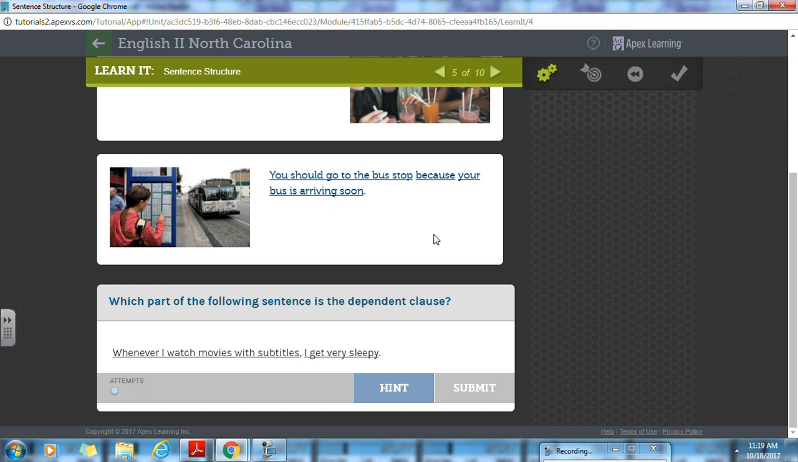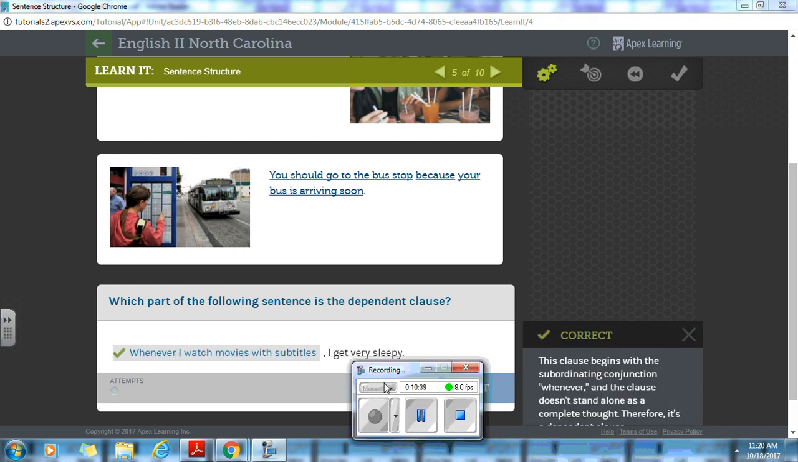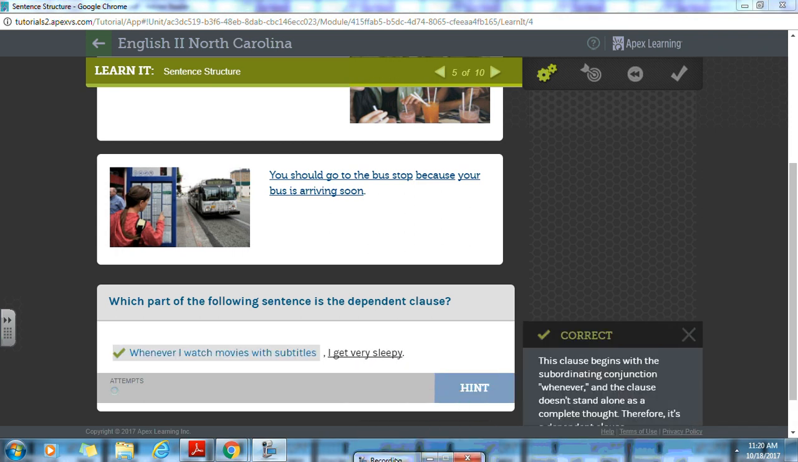So let's look at this. Which part of the following sentence is the dependent clause? Go ahead and pause me and answer the question. Great job if you answered whenever I watch movies with subtitles. That is your incomplete thought or your dependent clause, and it starts with a very popular subordinating conjunction. Whenever I get very sleepy is my complete thought.